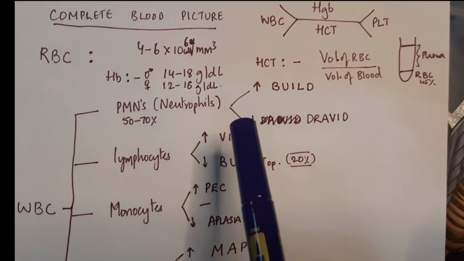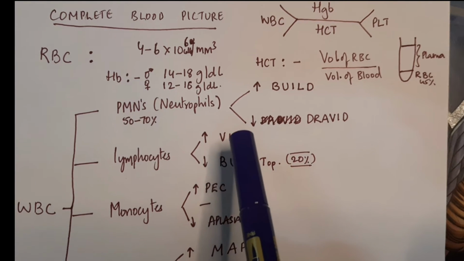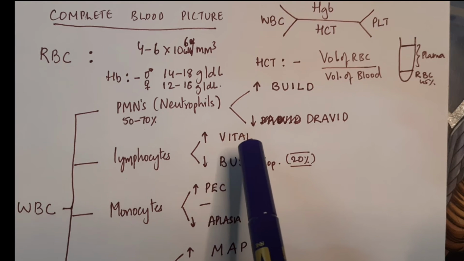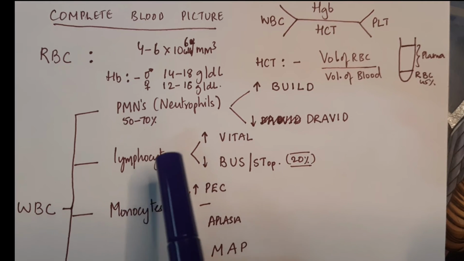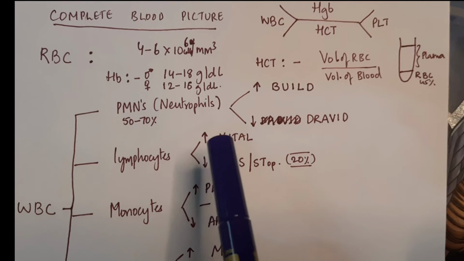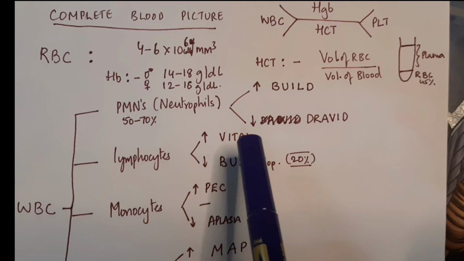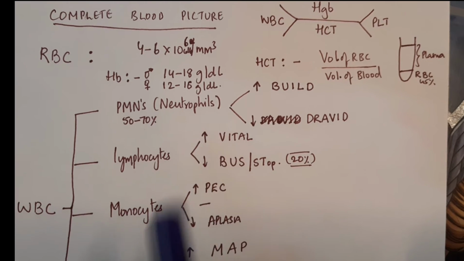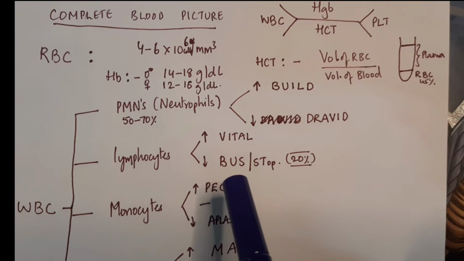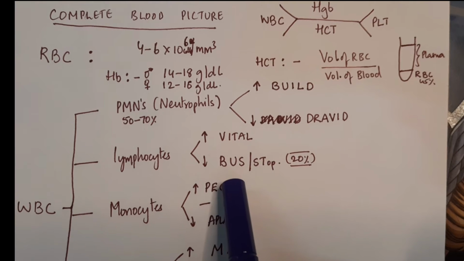Then the lymphocytes. Lymphocytes are increased in VITAL, that is viral infections, tuberculosis, and acute lymphocytic leukemia. In those conditions you see lymphocytes increased. I'll repeat that: viral infections, tuberculosis, acute lymphocytic leukemia, all these conditions you see increased lymphocytes, and decreased lymphocytes you see in BUS STOP, that is burns, uremia, and steroids.